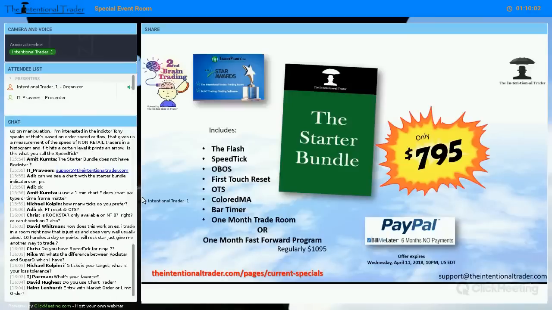Yes, Speed Tick for NinjaTrader 7 we do have. The only thing that I showed you today that is not available for NinjaTrader 7 is the Rockstar.